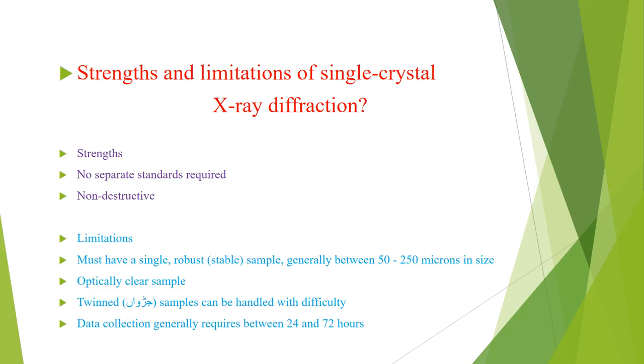An optically clear sample is required, and twinned samples can be handled with difficulty. So if the samples are twinned, then these could be handled, but it will be very difficult to handle them. And the data collection generally requires between 24 and 72 hours. So it takes time to collect the data and then to solve the data to determine the structure of a single crystal, and the time required for that data collection and the solution of that data is 24 to 72 hours.